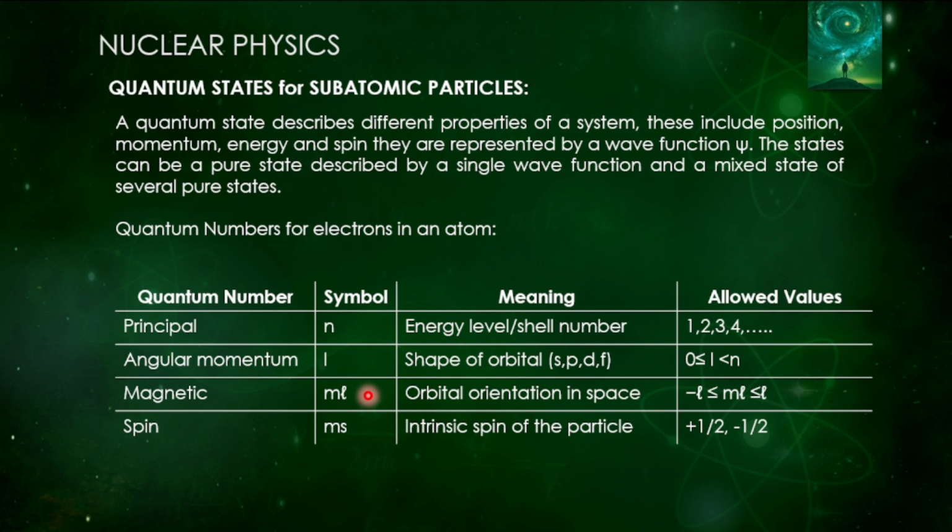Magnetic, which is the magnetic force, is the orbital orientation in space, or if you will, the orientation of the vector in space. So here ml is between minus L, negative orientation, and positive L. And finally, the spin, symbolized by lowercase ms, is the intrinsic spin of the particle around its own axis, as we mentioned. So you have plus 1/2 or minus 1/2.